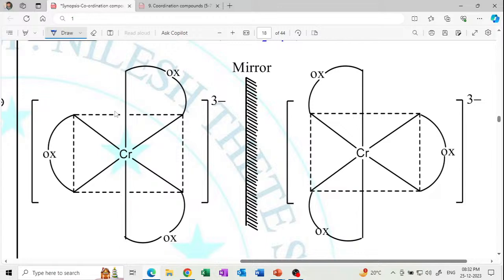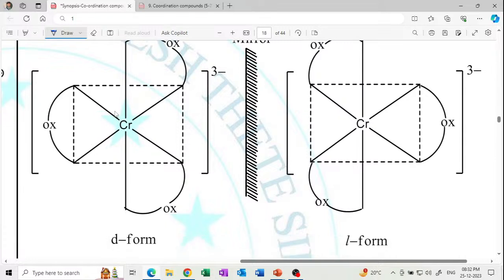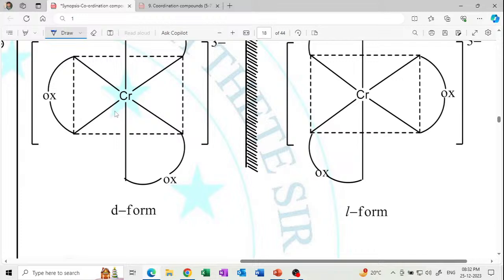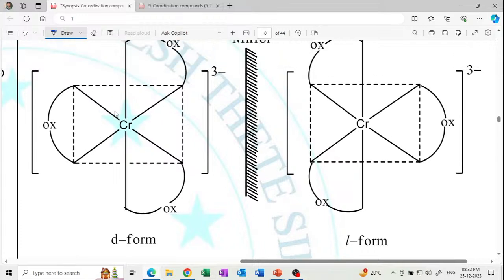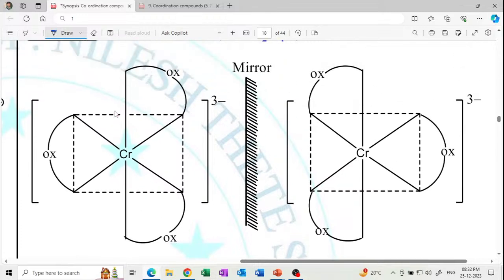So what is this? This is the D form, this is the L form. One is the D, second is the L. There is no restriction for the order, D and L or L and D. But both are not D, both are not L, because these are mirror images. Get it? At least you should be able to draw it.